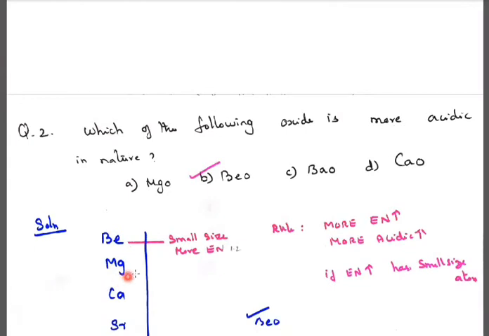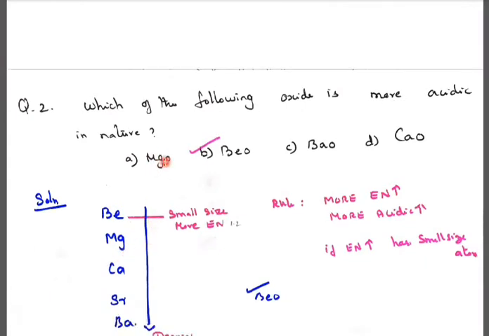Next question: which of the following oxides is more acidic in nature? There are two concepts. More oxidation number, more acidic nature. More electronegativity, more acidic nature. So let us see this. Oxygen, oxygen, oxygen, oxygen, all the same.